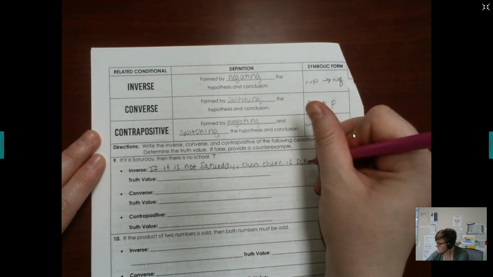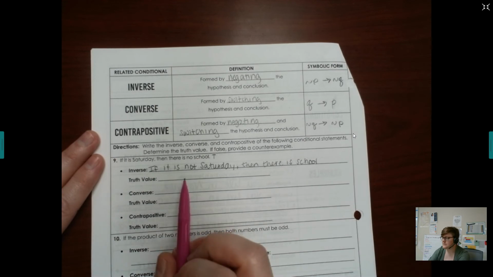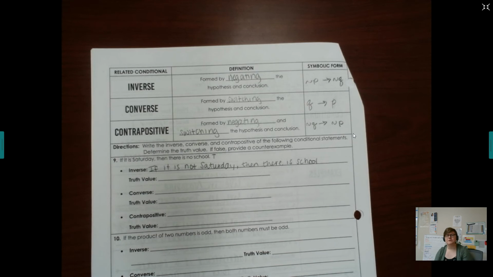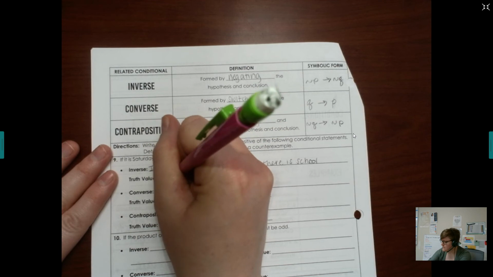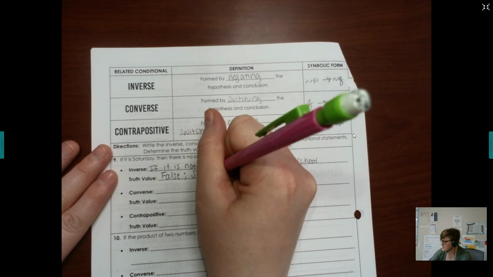Yeah, because the opposite of no school is yes school. The opposite of Saturday is not Saturday. So if it is not Saturday, then there is school. I can think of a few examples where this is not true, such as on Sundays, which means that this is a false statement. And our counterexample would just have to be Sunday. We don't have school on Sunday.